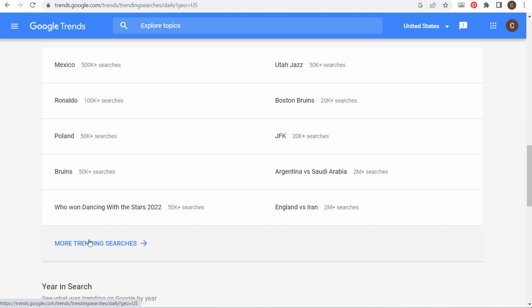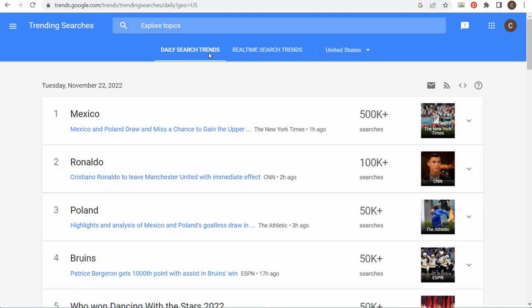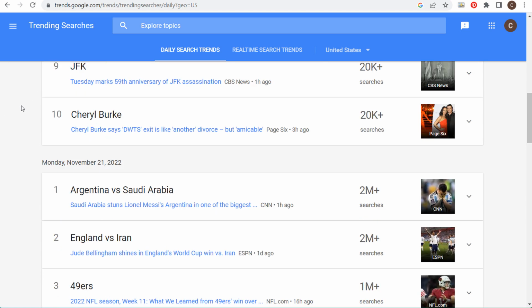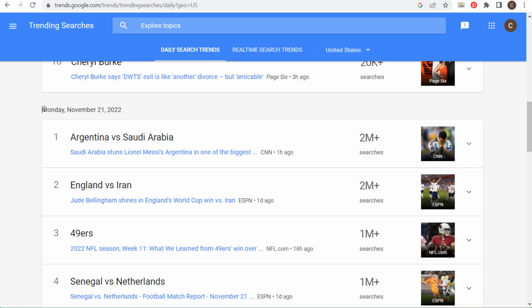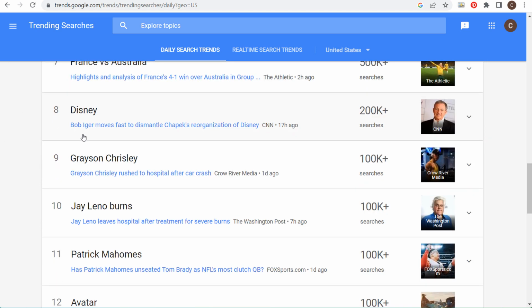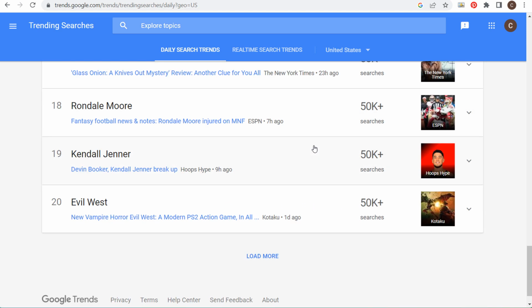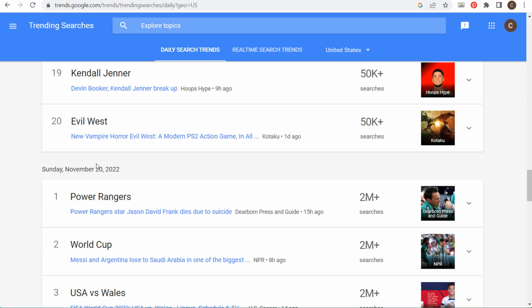But if we click on more trending searches, we can see daily search trends, and they're going to give us the top 20 search trends on every single day. Now, on the given day, you may only see about 10 at a time. Yeah, we only have 10 here so far. But if we keep scrolling down, you're going to see the next day, Monday, November 21st, all of the top trending searches and what people are looking up. And we have a total of 20. We click on load more, and it's going to bring up Sunday, November 20th. So you can see exactly.